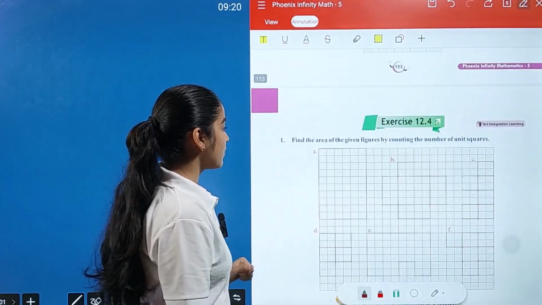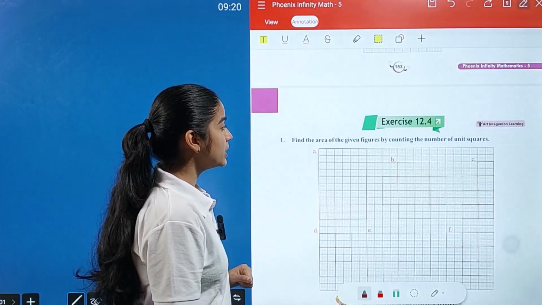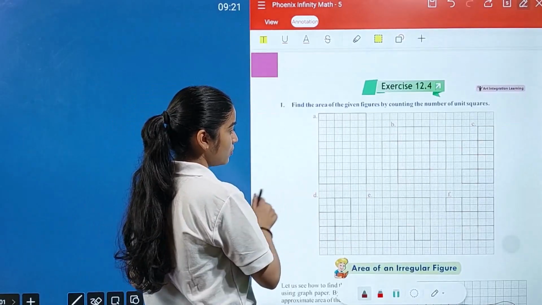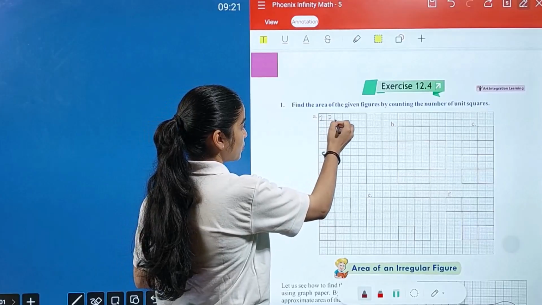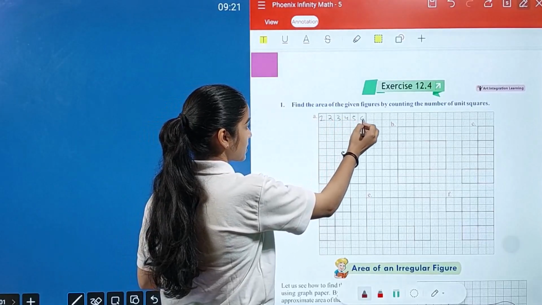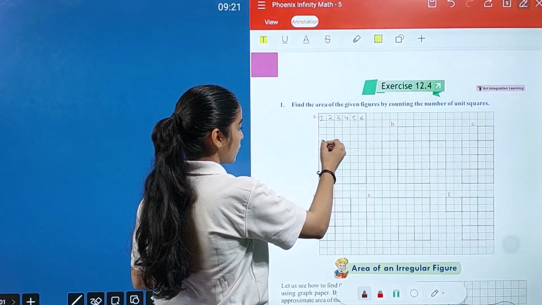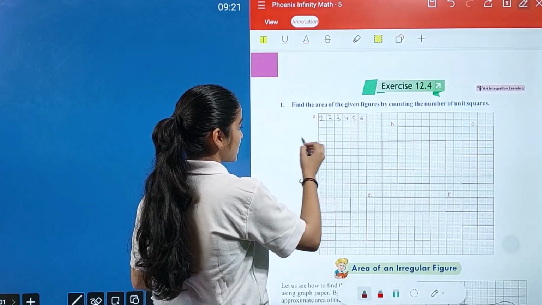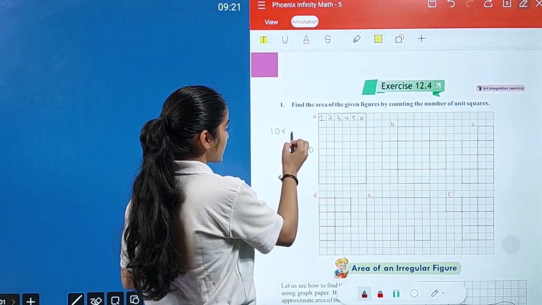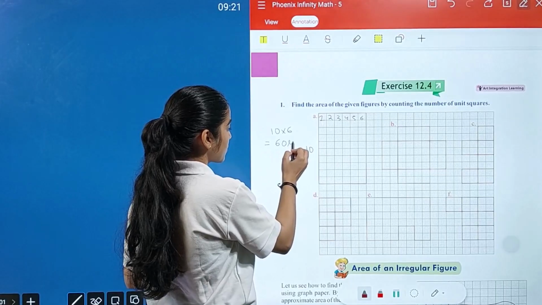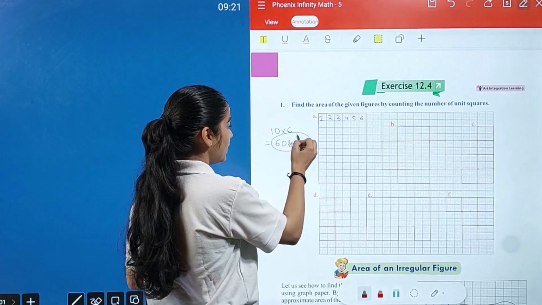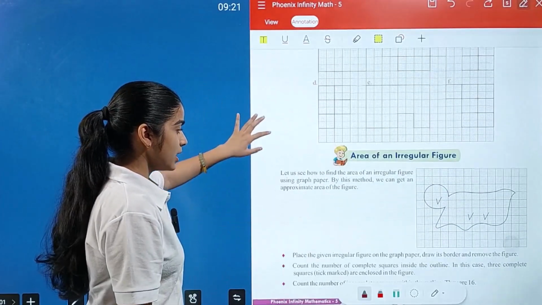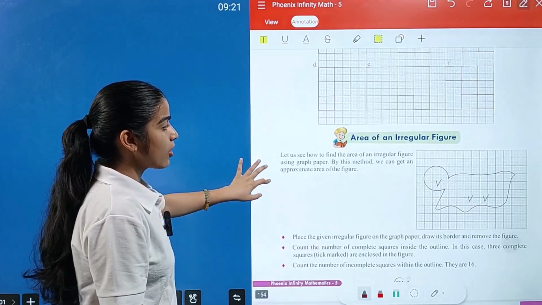Now we have our exercise, find the area of the given figures by counting the squares of its units. So this is a kind of a rectangle we have, so we have to measure it. So 1 2 3 4 5 6, and 1 2 3 4 5 6 7 8 9 10. So 10 multiplied by 6 is 60. It means 60 square centimeter area is occupied by this figure. Okay students, so in the same way you have to write the answer for the rest of the figures in this exercise we have. Now area of an irregular figure.